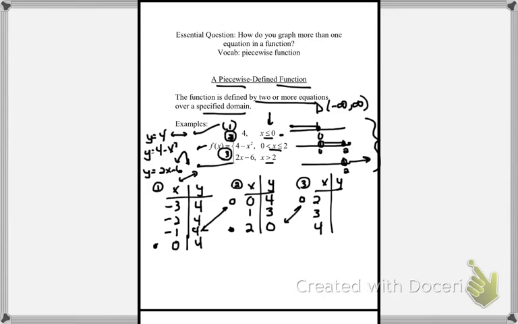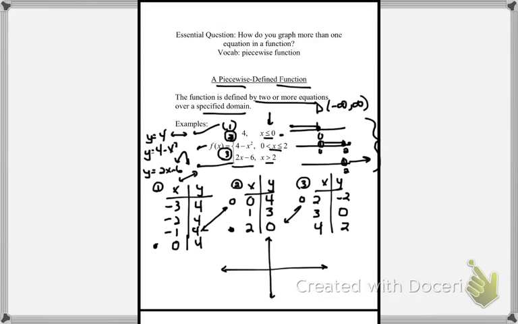In the third one, you can put this in your calculator, y equals 2x minus 6, and you plug these values in. When x is 2, then y is negative 2. When x is 3, y is 0. When x is 4, y is 2. So now we have our pieces. Our next step would be to sketch them on one graph.